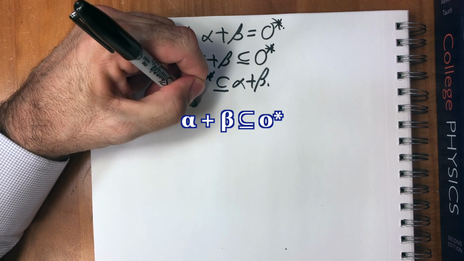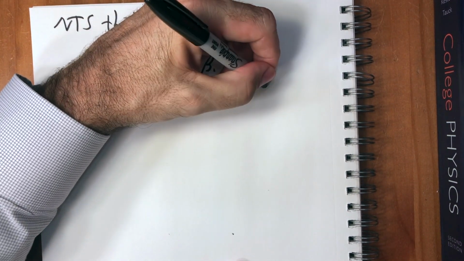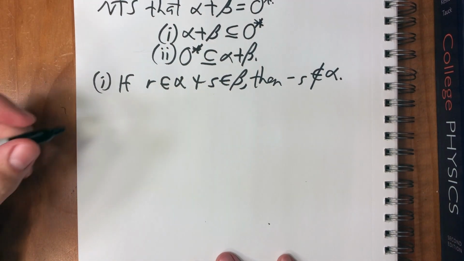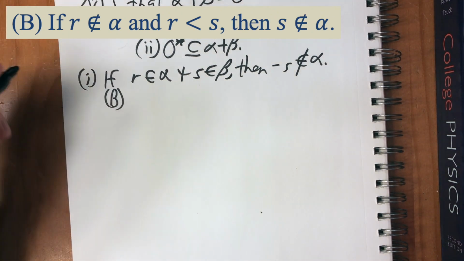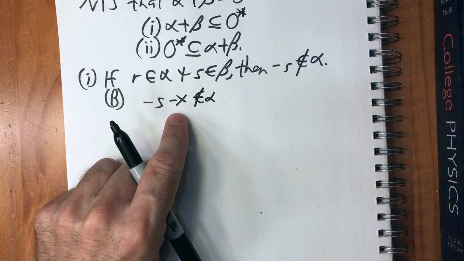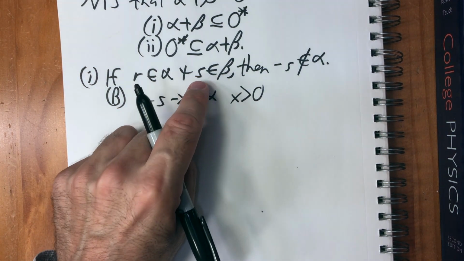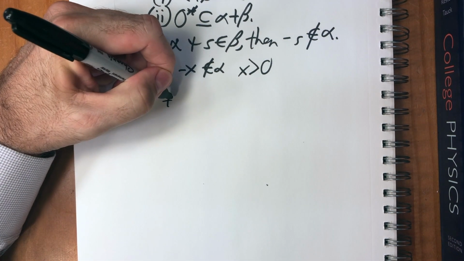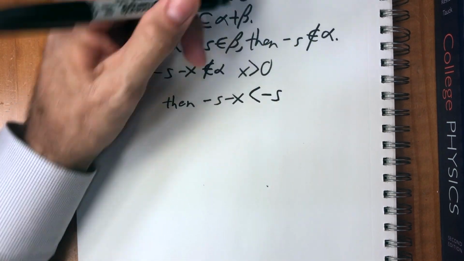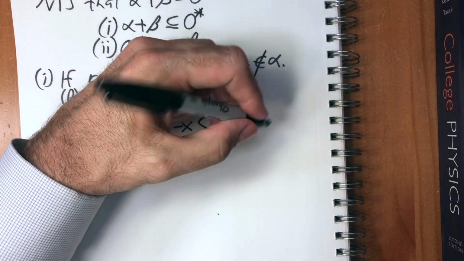If r is an element of alpha and s is an element of beta, then minus s is not an element of alpha. Why is this true? We've got to use B again. If s is in beta, that means that there's some x with x greater than 0, such that minus s minus x is not in alpha. That's the definition of beta. That has to be true for s to be in beta. But if x is greater than 0, then minus s minus x is less than minus s. But we started with this is not in alpha, so if this is bigger, then this has to also not be in alpha. So that's what we needed.